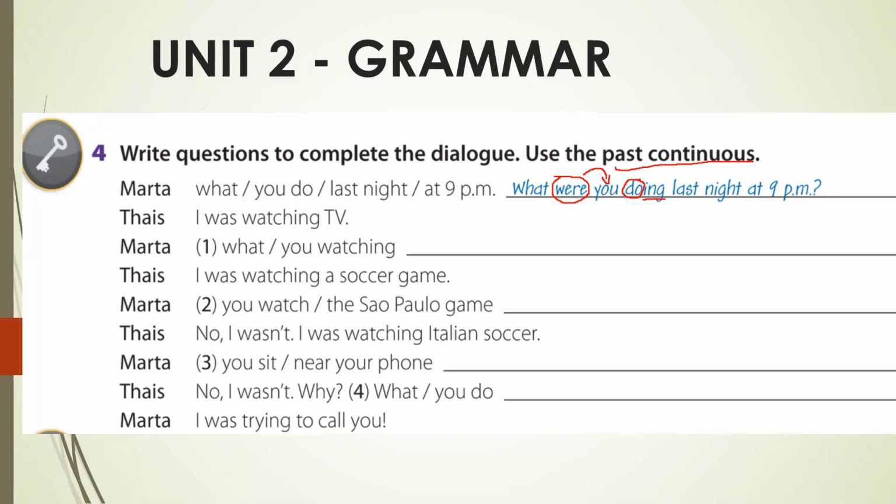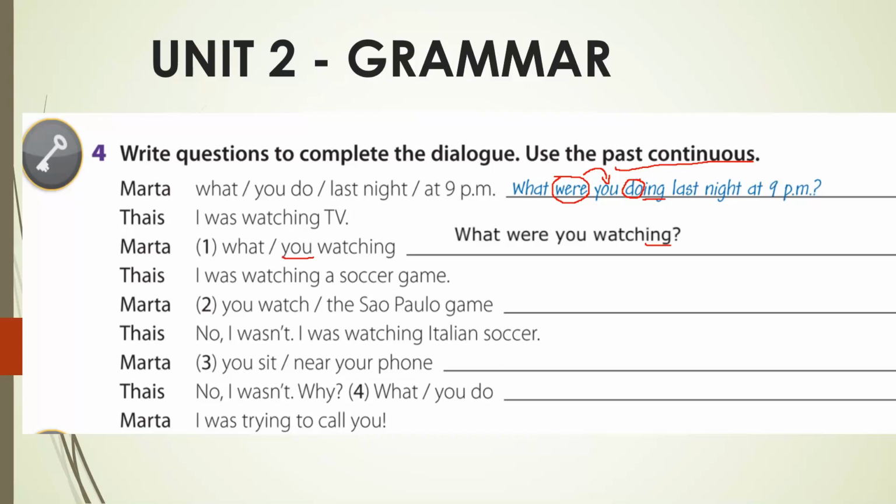So what were you doing last night at 9 p.m.? I was watching TV. And then Marta, what you watch? So remember, past continuous, I need verb to be. Remember, here I have you. So if I have you, I need to use a specific verb to be, right? So what were you watching? Okay, here is easy because watch is already with ing, so I don't need to do anything else. I was watching a soccer game. Very good. You watch the São Paulo game?